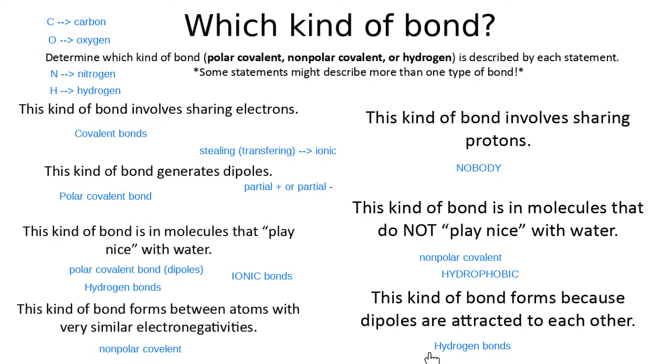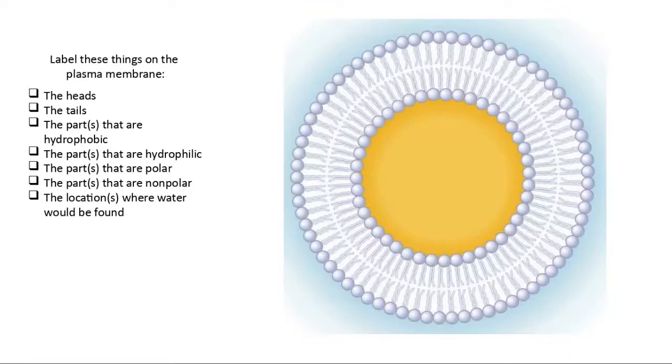All right. Let's take these ideas of chemical bonds and continue to think about them as we talk more about the plasma membrane. Remember from class last week that the plasma membrane is something called the phospholipid bilayer, meaning I've got two layers of phospholipids that build it. We've got our outer layer and our inner layer of phospholipids.